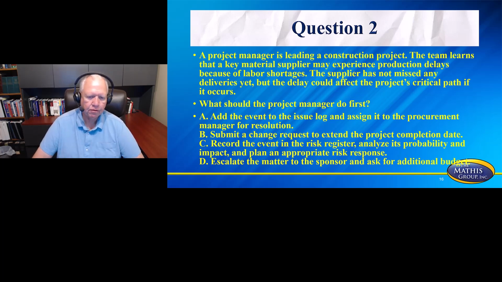A, add the event to the issue log and assign it to the procurement manager for resolution. B, submit a change request to extend the project completion date. C, record the event in the risk register, analyze its probability and impact, and plan an appropriate risk response. Or D, escalate the matter to the project sponsor and ask for additional budget. Did you feel the difference here?